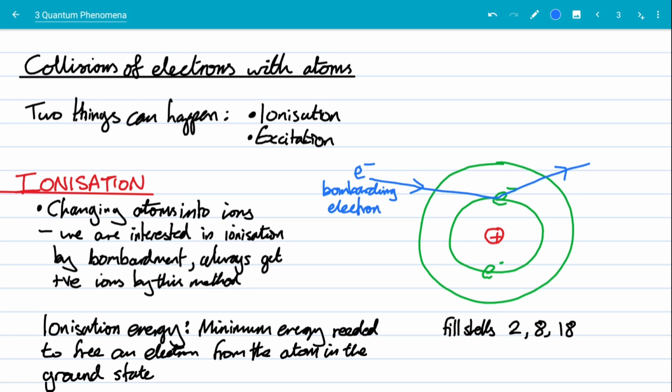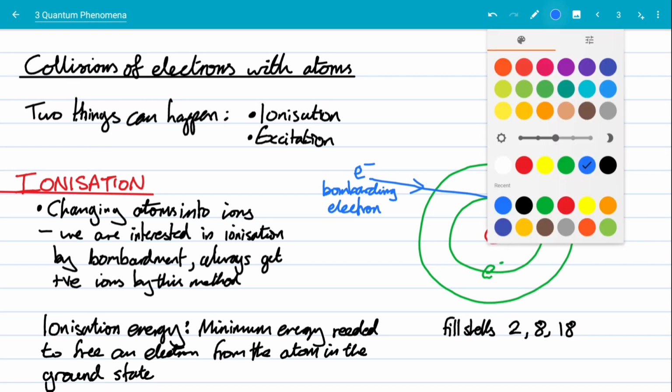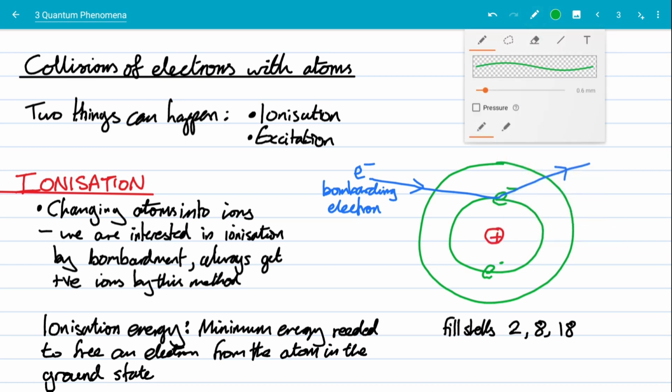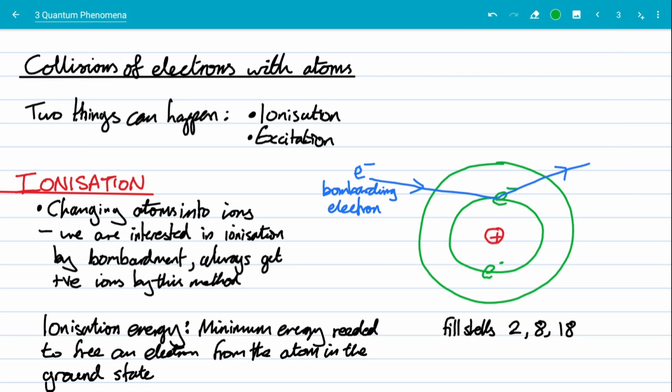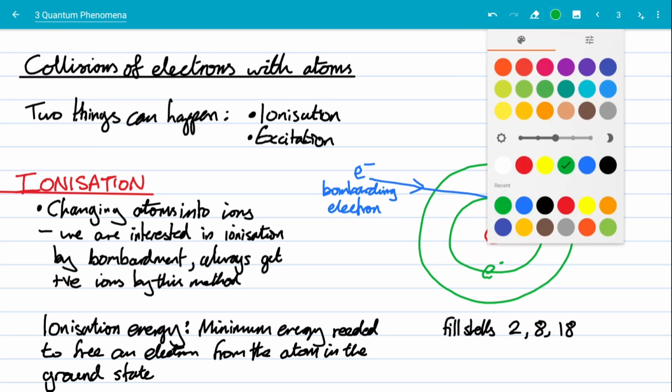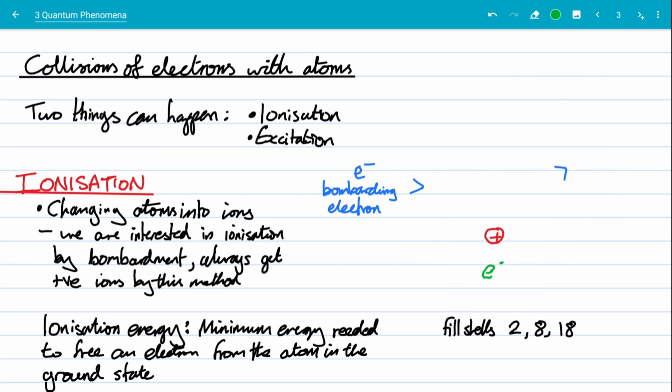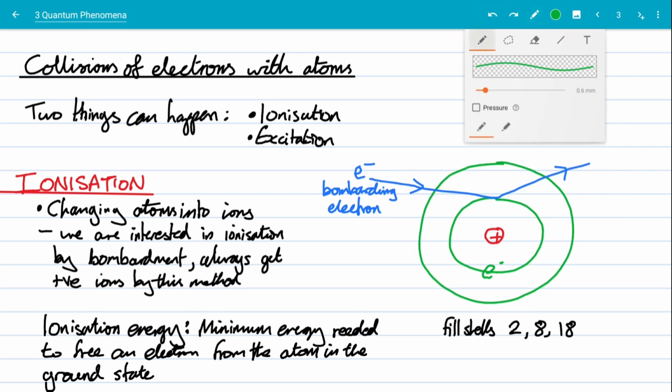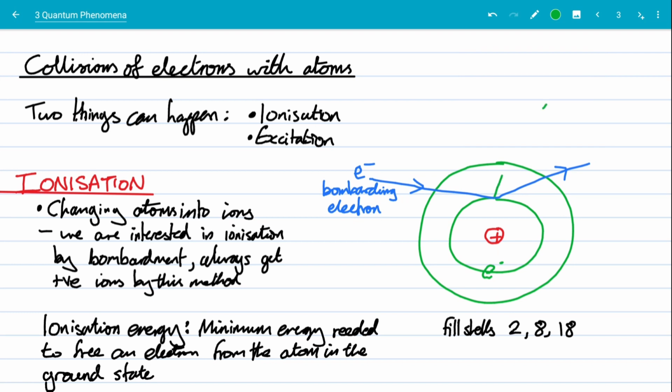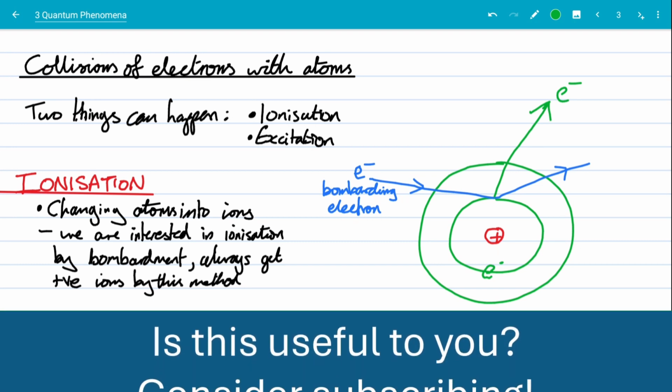Now, the bombarding electron has kinetic energy. And if it has enough kinetic energy, then it can knock an electron out of the atom, and thus it can ionize our atom. Thus we have an electron that was in this particular state there. This electron comes off. It gets knocked out. And so we now have an ion, a positive ion. So the ionization energy is the minimum energy.